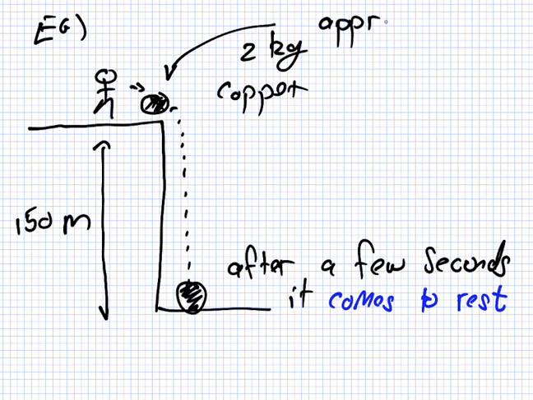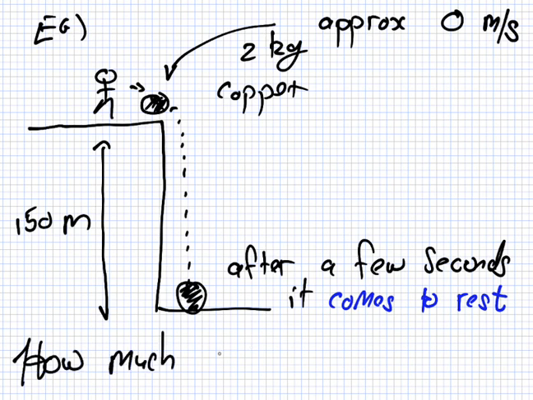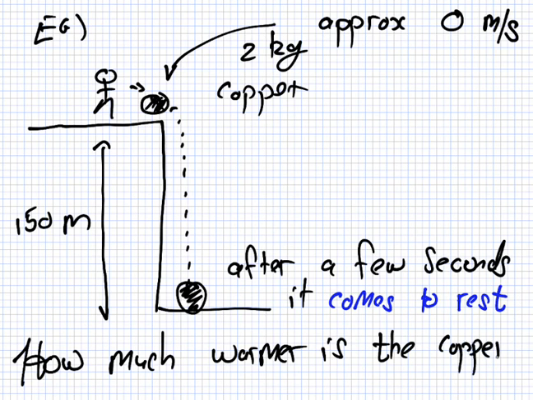So we'll just say when the boy just gives it a little push, just to knock it over the wall, just a little push. So we can say approximately 0 meters per second. Okay, so my question is, how much warmer is the copper? And what I haven't told you yet is the specific heat capacity of copper.